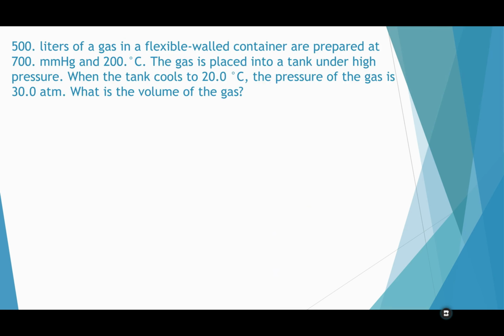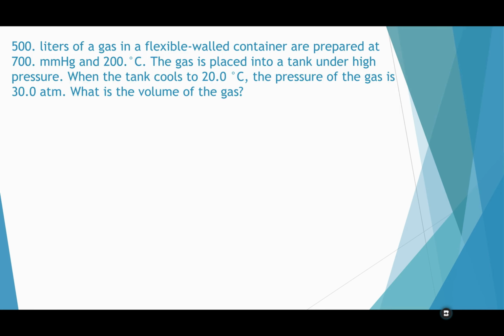500 liters of a gas in a flexible-walled container are prepared at 700 millimeters of mercury at 200 degrees Celsius. The gas is placed into a tank under a high pressure. When the tank cools down to 20 degrees Celsius, the pressure of the gas is now 30.0 atmospheres. What is the volume of the gas? Notice how the units are not the same. These have to be the same. Your temperature needs to be in Kelvin.